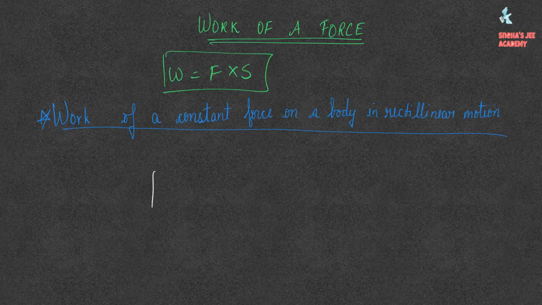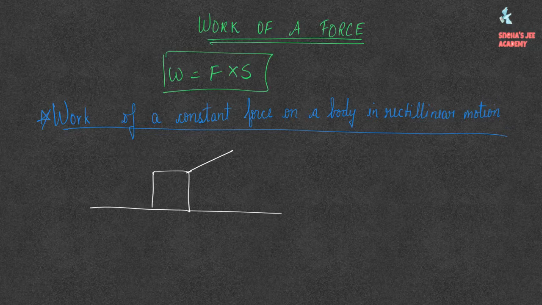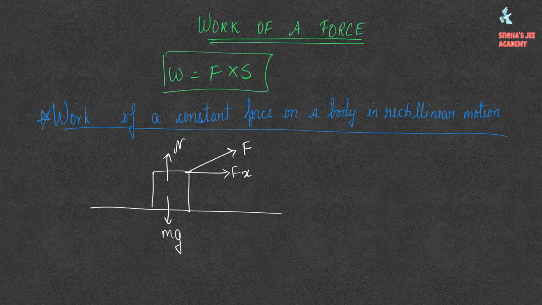So let's consider a block over here. The force acting on the block is in this direction. So this is the force. Consider that the block is being pulled in this direction. First things first, let's draw the FBD, that is a free body diagram. So this is mg, the gravitational force on the block. This is normal, and let's draw the components of F: this is Fx in the horizontal direction, and in the vertical we have Fy.